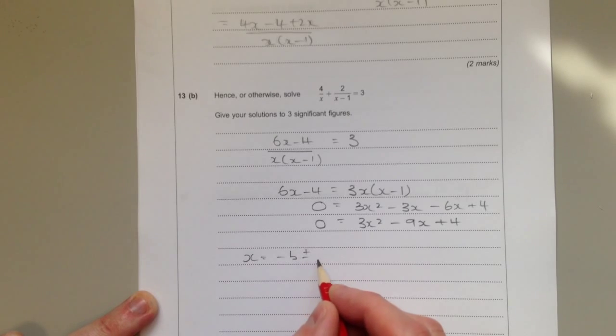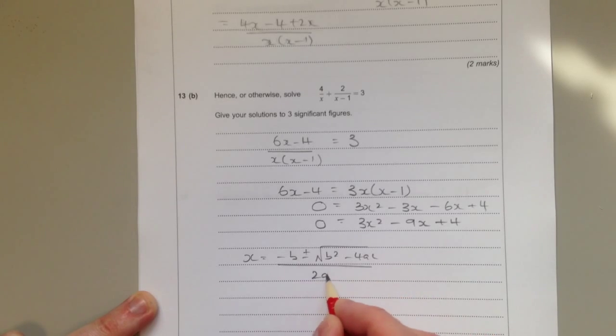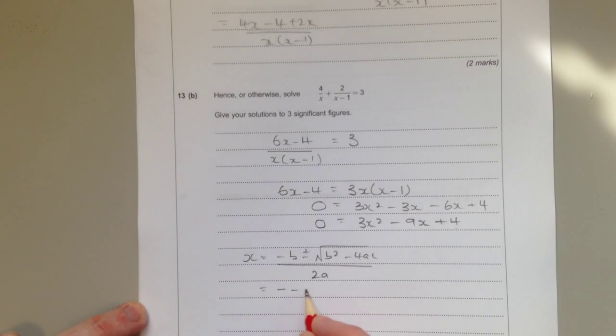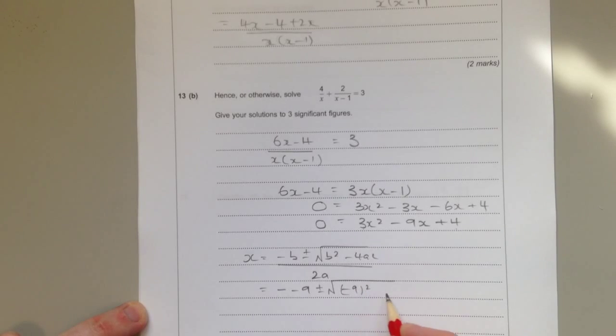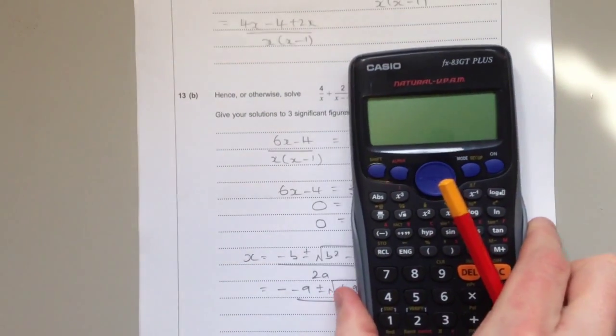minus b plus or minus the square root of b squared minus 4ac all over 2a, where a is 3, b is minus 9, and c is positive 4. So substitute those values of a, b and c into your formula. You've got minus 9 plus or minus root of minus 9 squared minus 4 times 3 times 4 all over 2 times 3. And then we put that into our calculator.